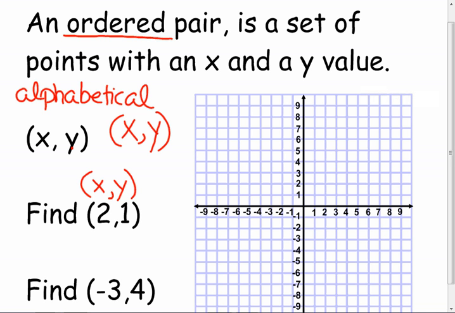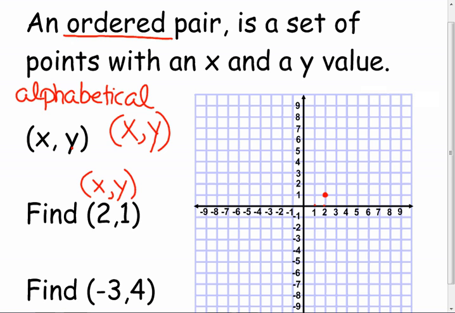You always start at the origin. If you've played Battleship, it's the same thing. You start at the origin, and on the x-axis, I'm going to count over 2 units. 1, 2. I'm putting little dots there so you can sort of see it. Then, from that point, I'm going to go up 1 on the y-axis. So it's this point right there. See if you can find that.